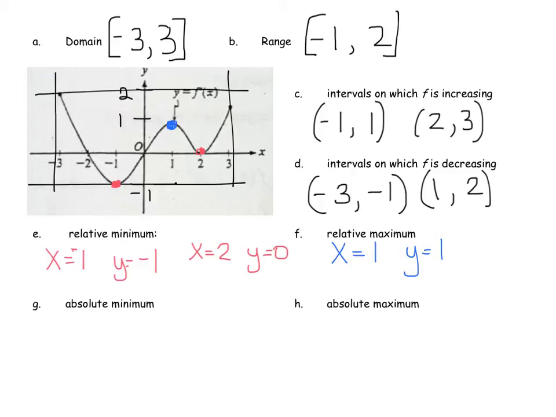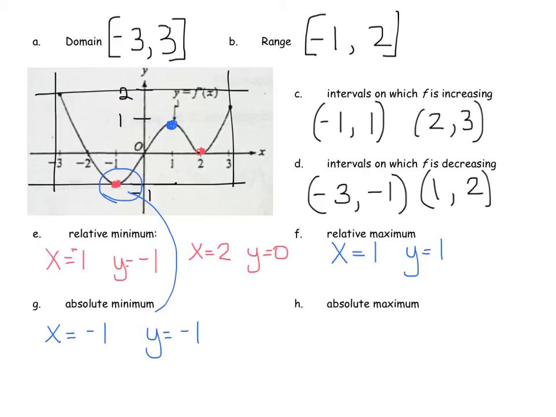An absolute minimum happens at the lowest point in the entire graph, and that would be this point right here. Nothing is lower than the graph at -1. So at x equals -1, the graph has an absolute minimum value of y equals -1.